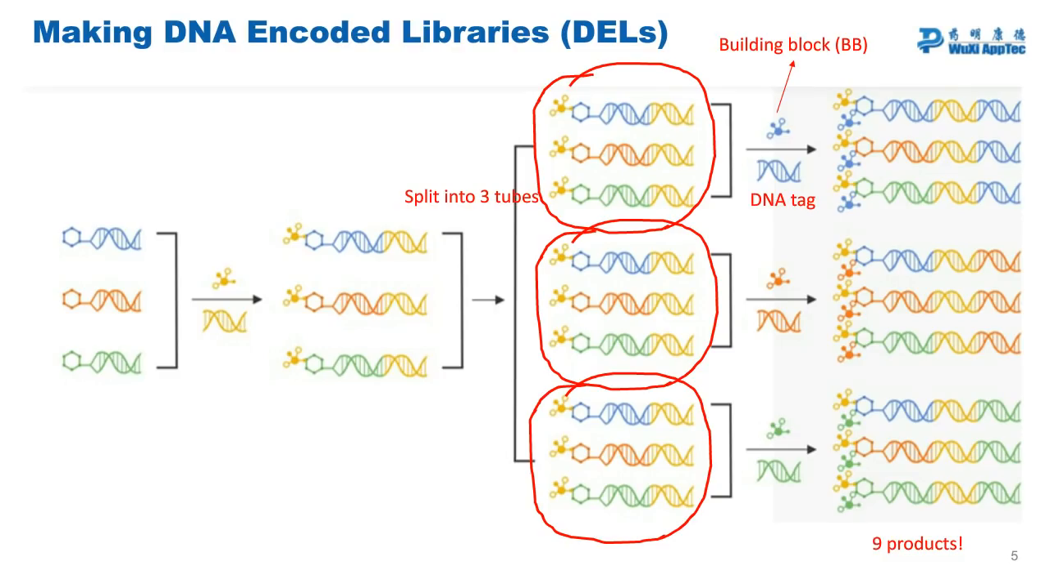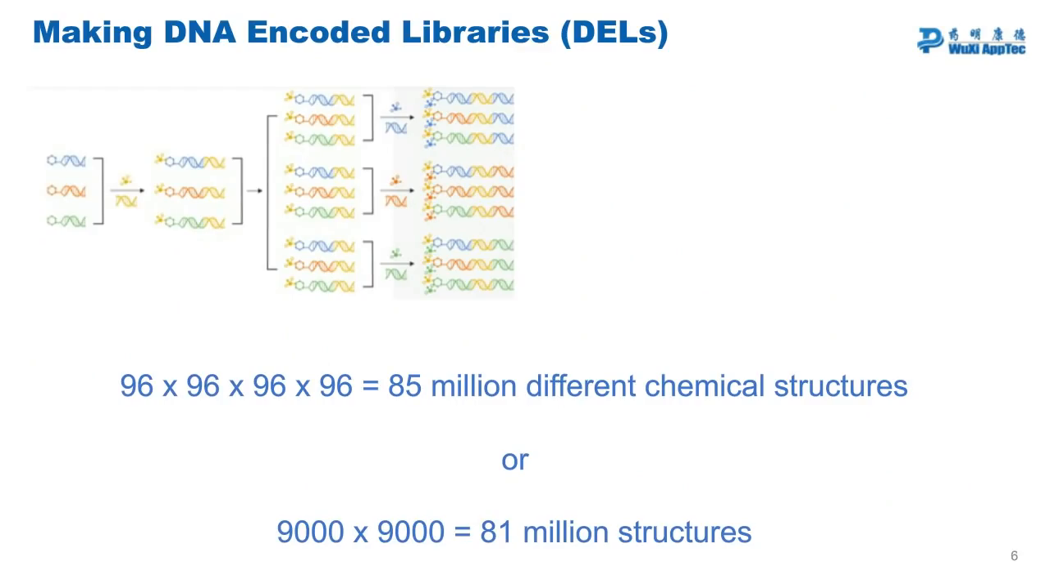Now, when we make DELs, though, we don't use split sizes of three. We use split sizes that are much larger. So for instance, we could use a 96-well plate, and we could have a split size of 96. And we could go through four cycles of 96-well plate splits. And 96 to the fourth power would give us 85 million different chemical structures.